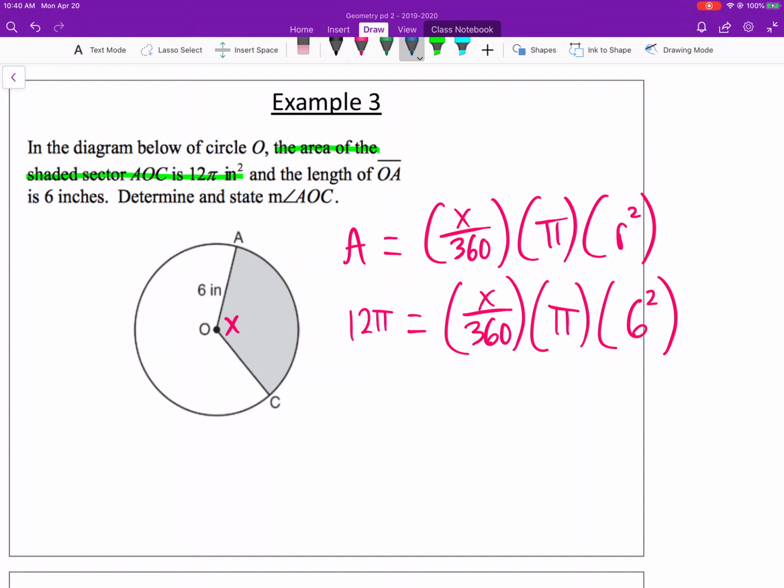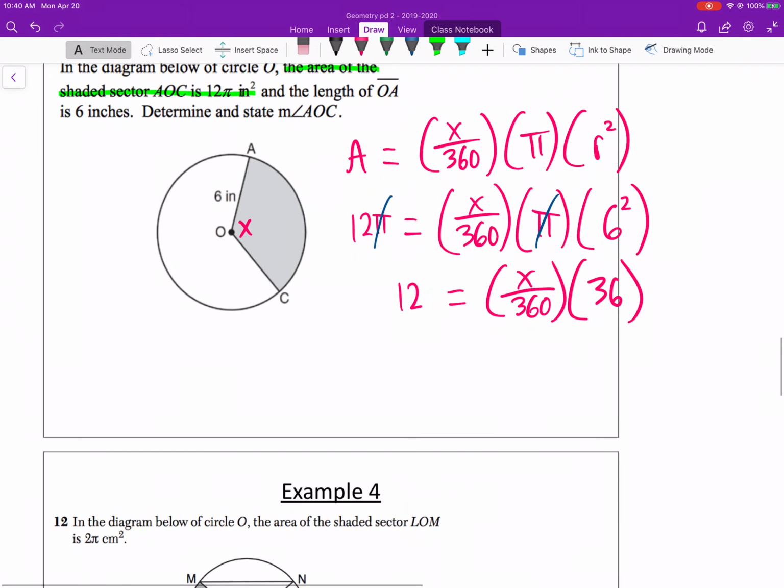We have to isolate the variable. Well, guys, I see pi on both sides. We can get rid of that. All right. Now, what else? 6 squared, we've got to simplify, right? So this would be 36. Let me rewrite that. What's left now is 12 equals x over 360 times 6 squared, which is 36. Now the way you would solve that from here, we're getting everything away from x. So you'd have to divide out this 36 to the other side.